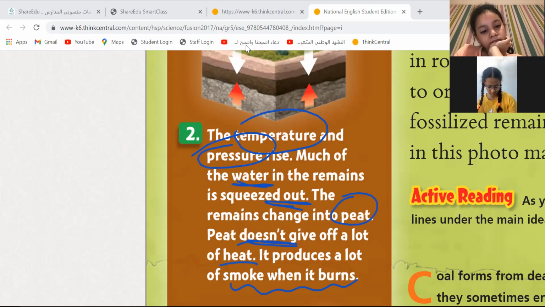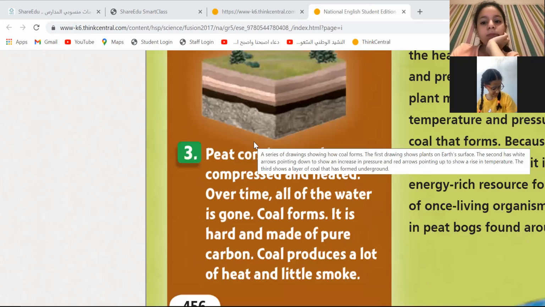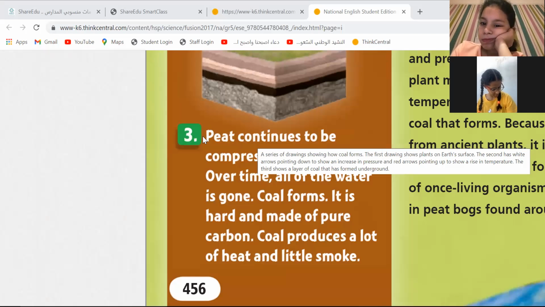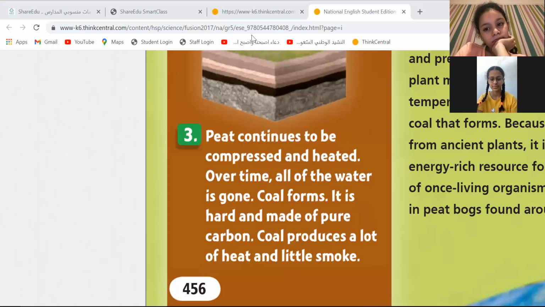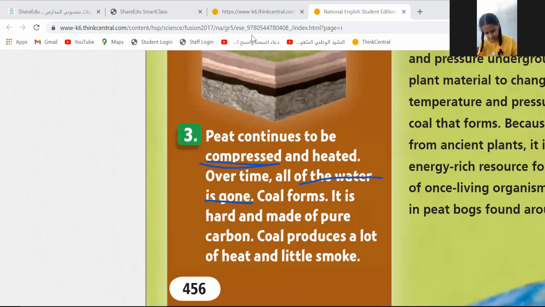Now the third step: what happens later when they turn into peat? We know that they turned into peat. What happens? Heat continues to be compressed and heated over time. All of the water is gone. Coal forms. It is hard and made of pure carbon. Coal produces a lot of heat and little smoke.